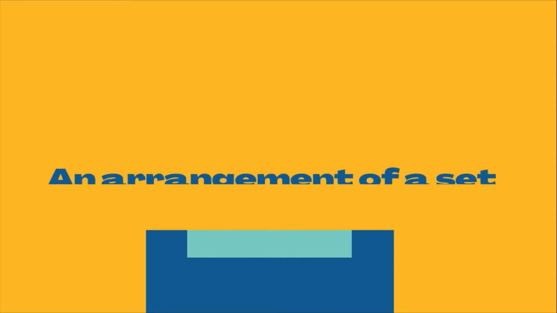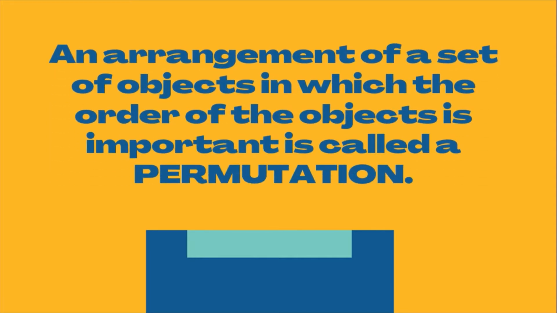So what is permutation? Permutation is an arrangement of a set of objects in which the order of the objects is important. Para mas maintindihan, let's have this example.